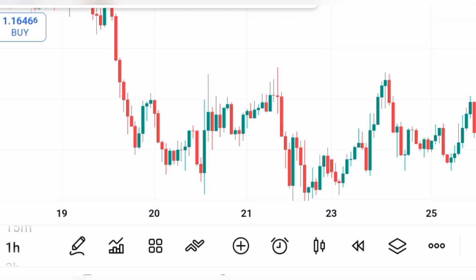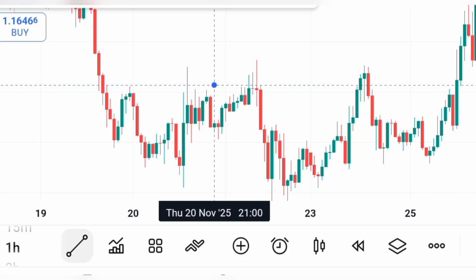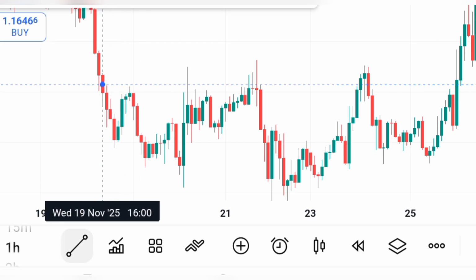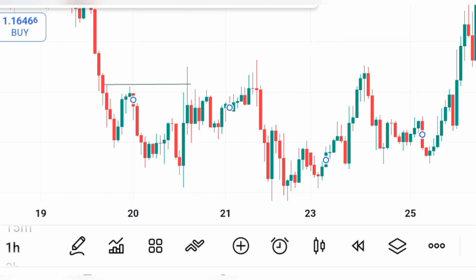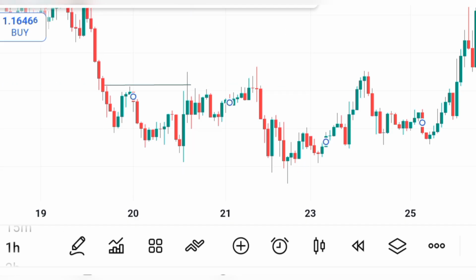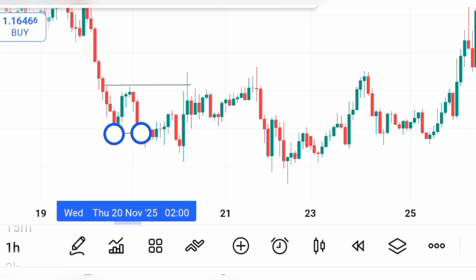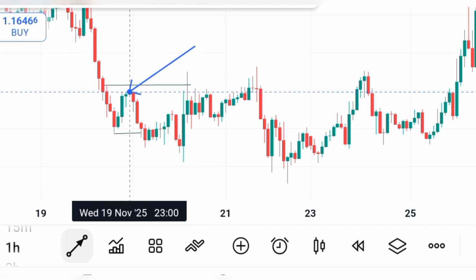Then when it reached here, it created another sign of change of character, another sign of market structure shift, because that is the high the market had left. When the market left that high, there's this low that the market had created. It means that we are waiting for the market to come and break this high, right? We are waiting for the market to come and break that high.